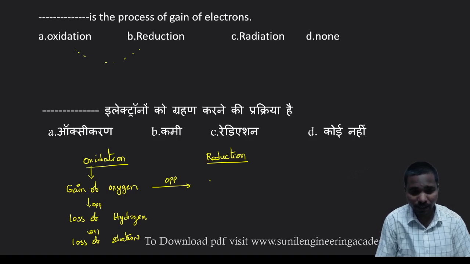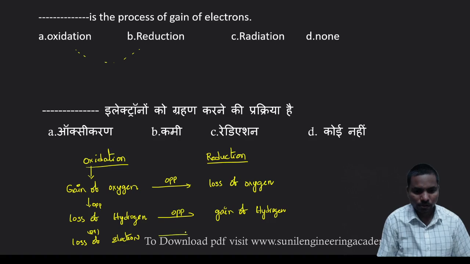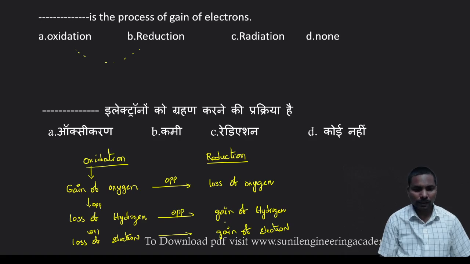In the same way, reduction is opposite to that one. Gain of oxygen means here loss of oxygen atoms. Loss of hydrogen means gain of hydrogen. Here also, loss of electrons means gain of electrons. Gain of electrons. All of you clear? If you remember this one, then all the remaining are opposite.